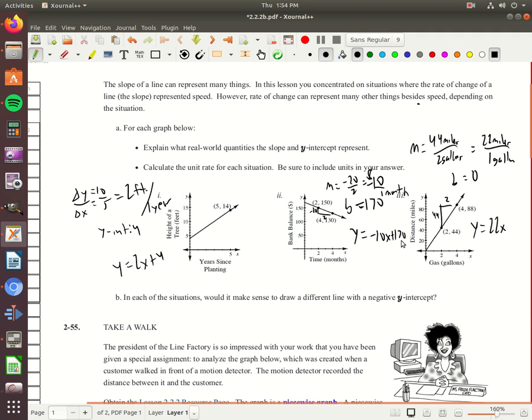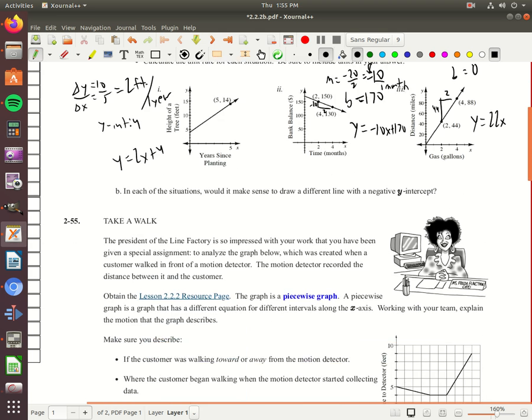And would it make sense to have one go down? As you use gas, that's not even saying going backwards. It's saying going like negative distance. I don't think you can really go negative distance, so I would say no to that.